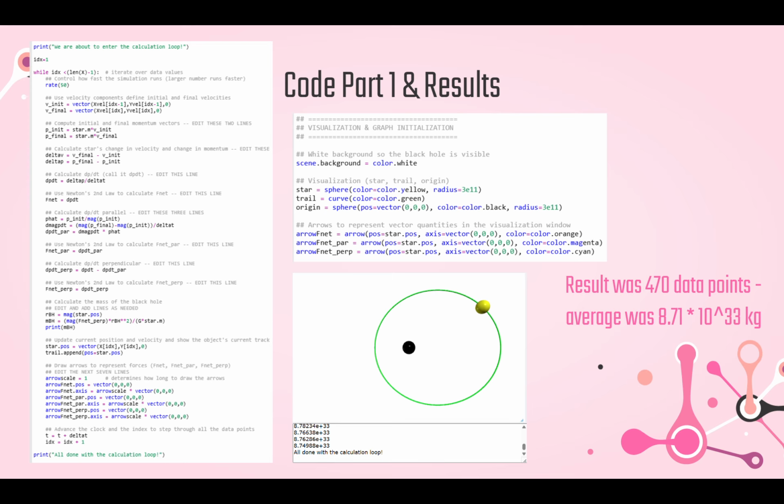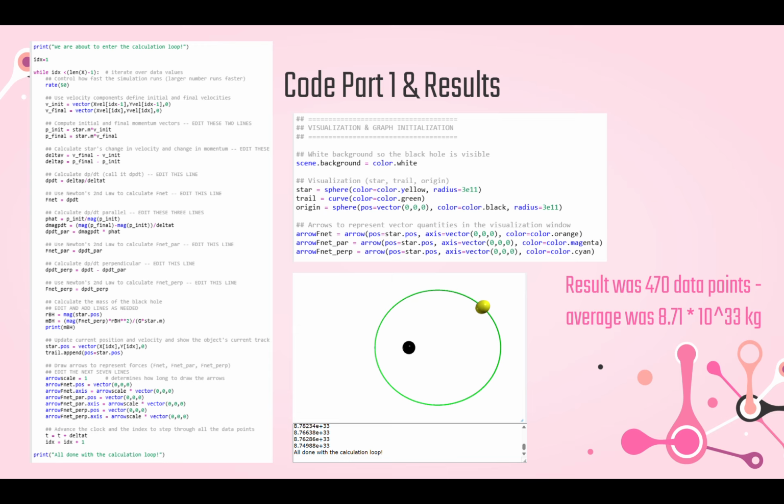dp/dt was delta P divided by delta T, and F-net equals dp/dt, as I said before when explaining the equations. From there on out, multiple equations were used to find the parallel F-net as well as the perpendicular F-net and the perpendicular and parallel dp/dt. From there, the mass of the black hole was calculated through the universal gravitation formula. And this is the visualization and graph initialization code that was used to create this lovely diagram.